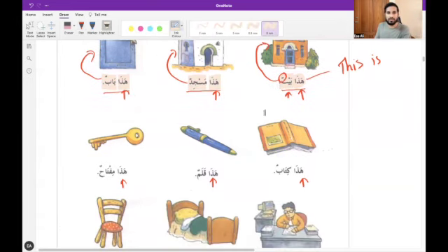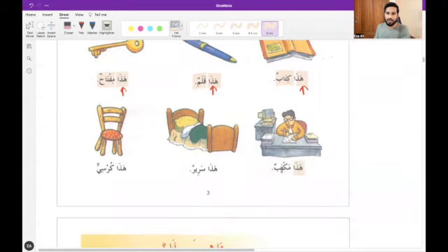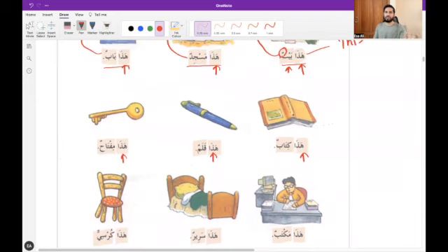If we were to continue reading this, we go to هذا كتاب. هذا قلم. If you'd like to stop this video, rewind and listen to the words again, feel free to do so. هذا مفتاح. هذا مكتب. هذا سرير. هذا كرسي. And you'll see the pictures for each one of these words.